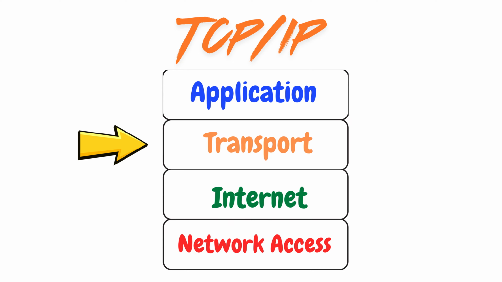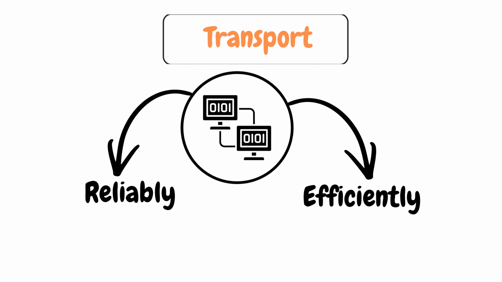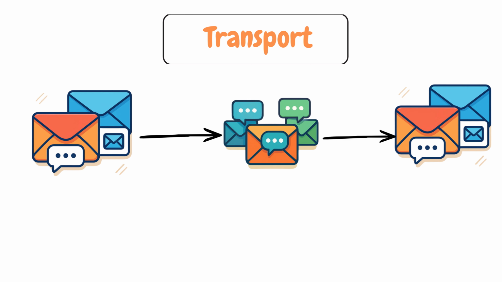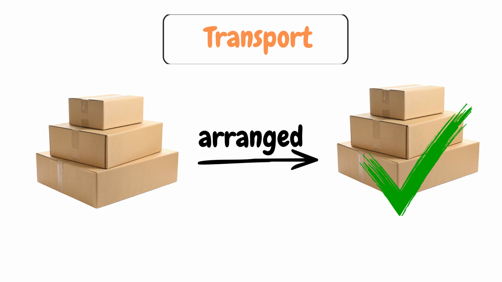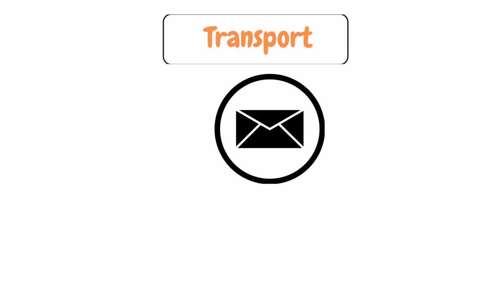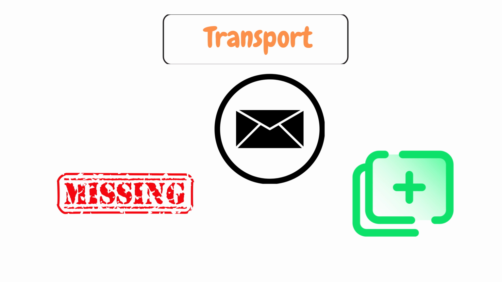Next is the transport layer. It is responsible for delivering data reliably and efficiently. It breaks large messages into smaller segments and ensures they are properly reassembled at the destination. Think of it like sending a long book in multiple parcels. Each parcel has a number so it can be arranged correctly when received. This layer ensures that no part of the message is missing or duplicated.